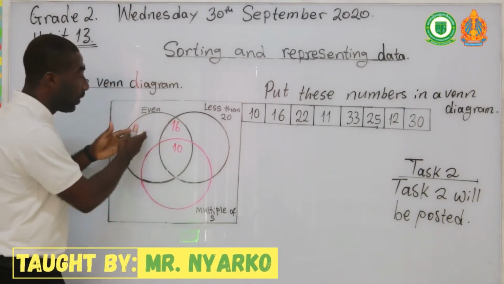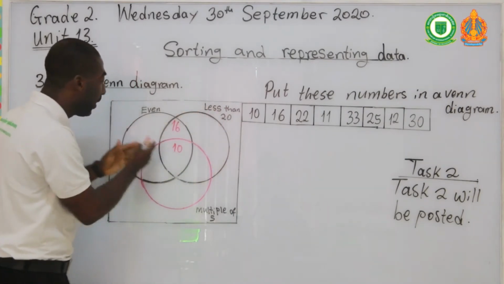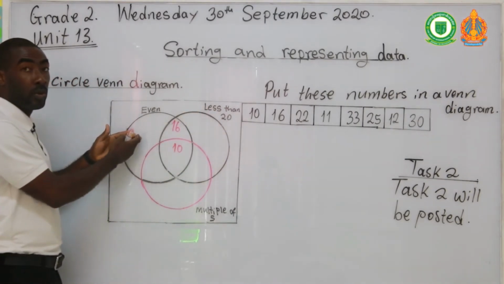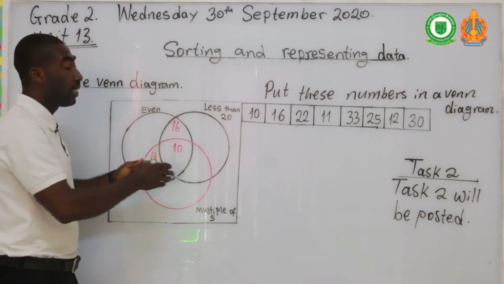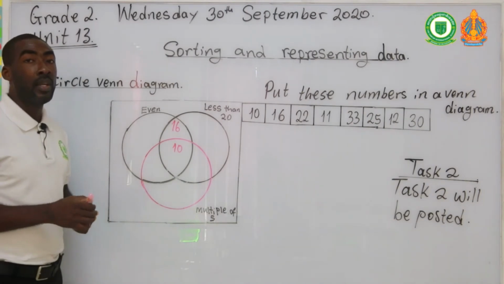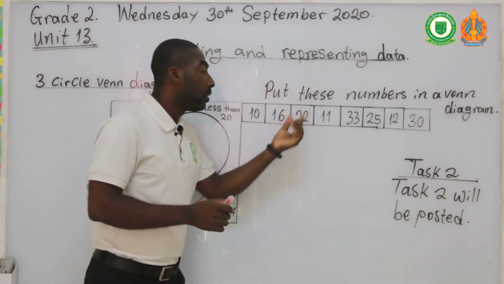Okay, so you don't put it here, you don't put it here. If you put it here, it means that it's only going for less than 20. If you put it here, it means it's only going for even numbers. But once it is for the two circles, you have to put it in the middle of them, okay, because that is where they are meeting.